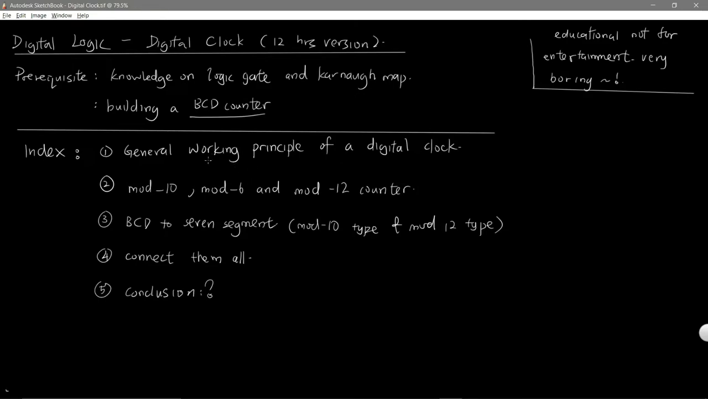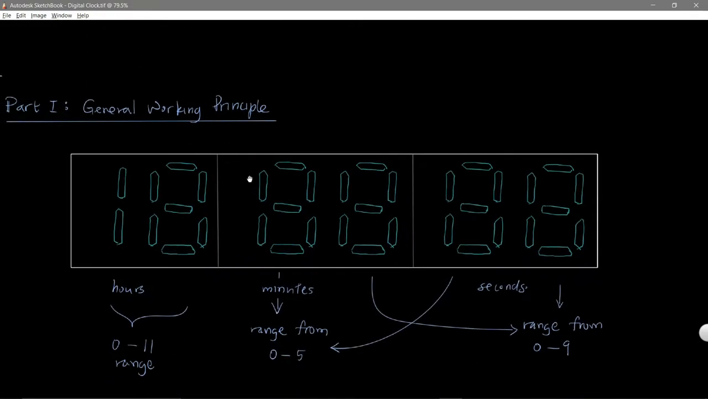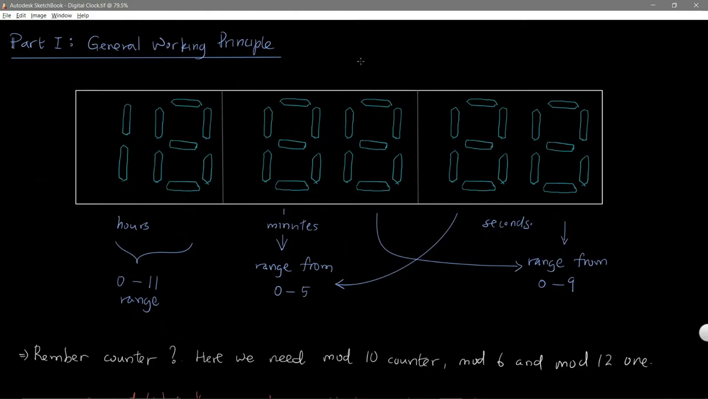First, we are going to do a general working principle of digital clock. And then we are going to design a mod 10, mod 6, and a mod 12 counter to be used in our digital clock. The third section is we are going to design a BCD to 7 segment conversion. Then we are going to connect all the parts and we will see if the circuit works correctly. Alright. So the first part, general working principle.